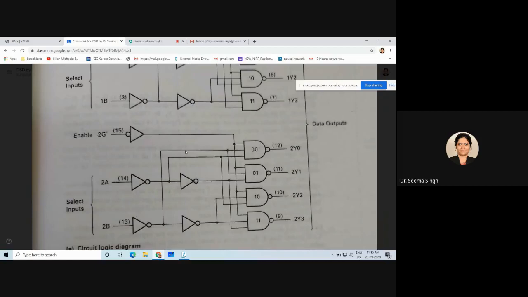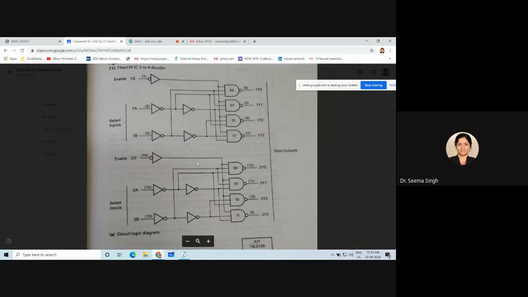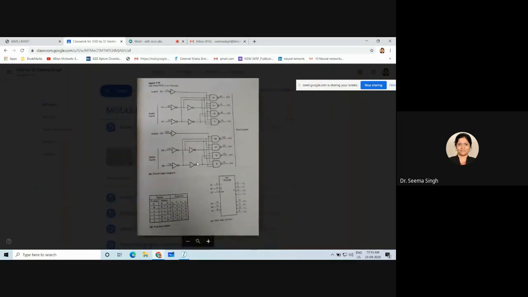I hope in your lab you would have seen that ICs have an even number of pins, and mostly in one corner VCC will be there, in the other corner ground will be there. Anyway, we don't have to discuss that. So this gives you the internal diagram of your 74LS139, and all the parts of 74LS139 are clear in this.